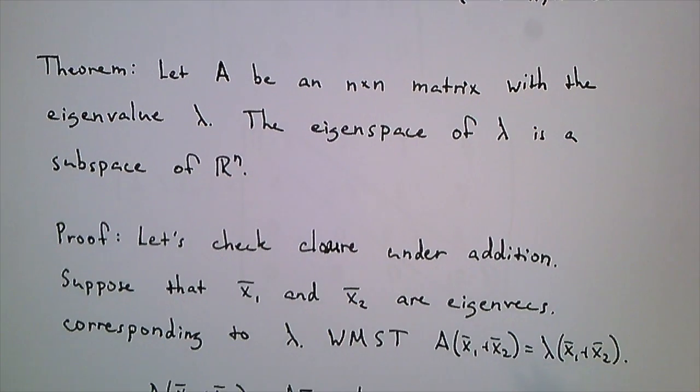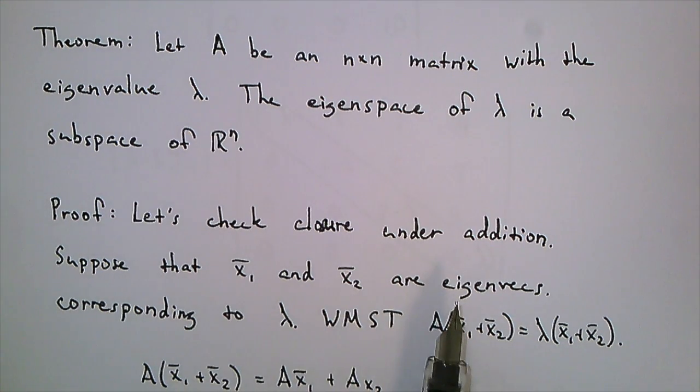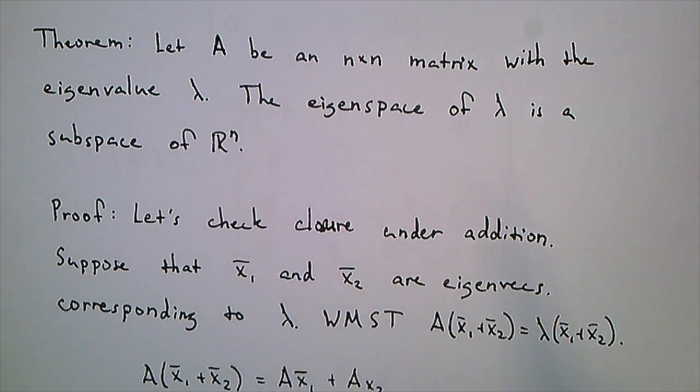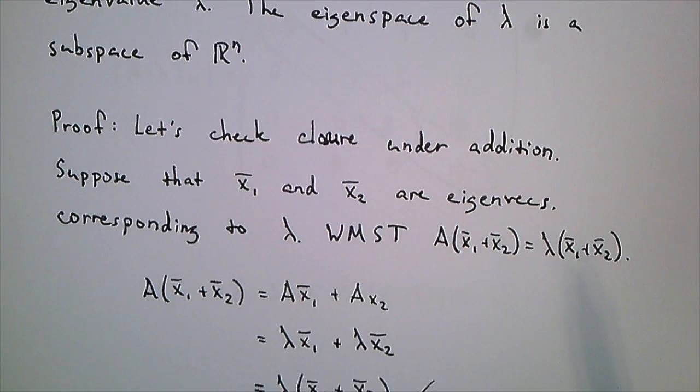So what that means is if we start with two members of the eigenspace, two eigenvectors corresponding to lambda, then we have to show that the sum of the two vectors is also an eigenvector corresponding to lambda. So just work through.